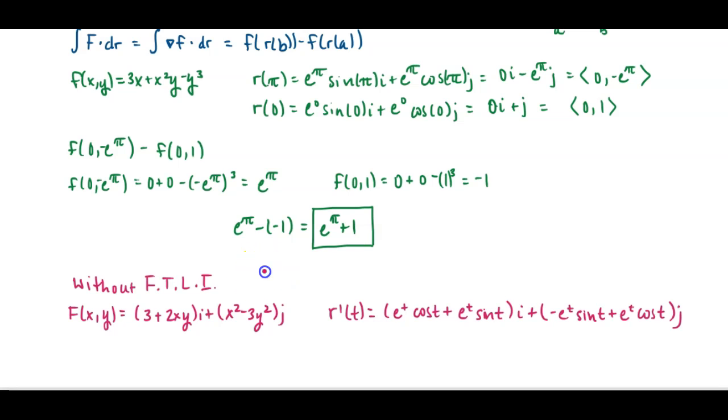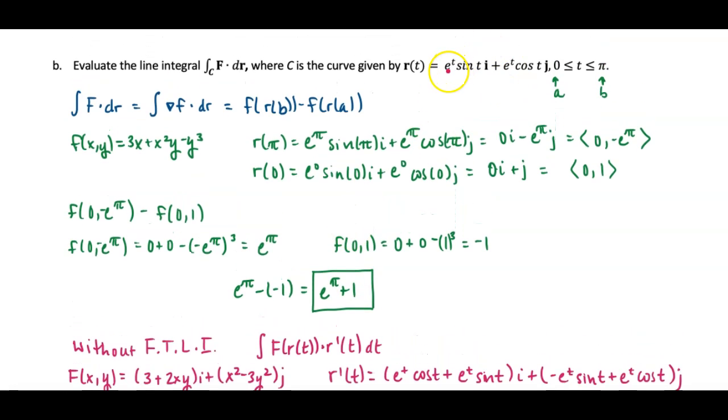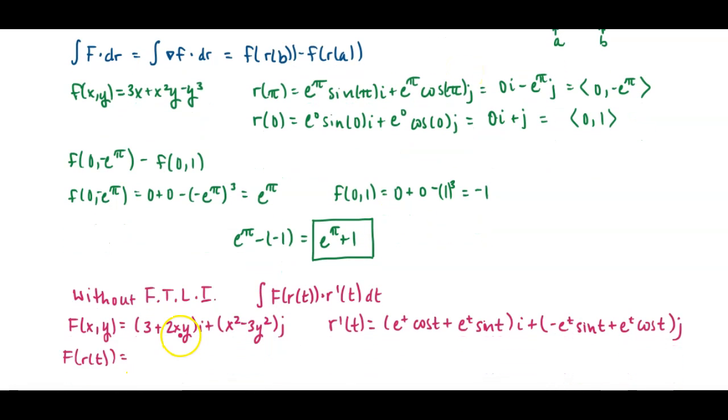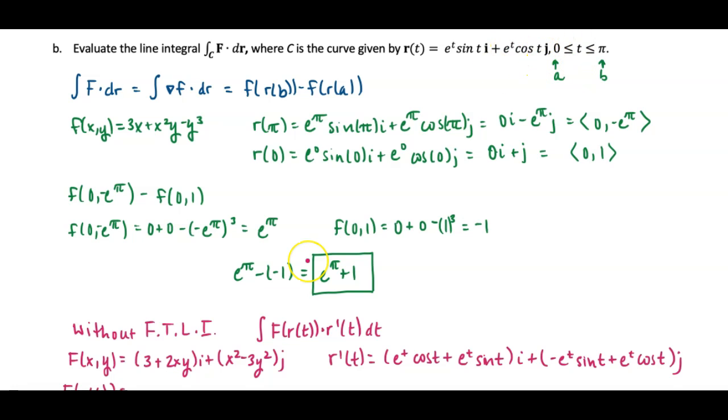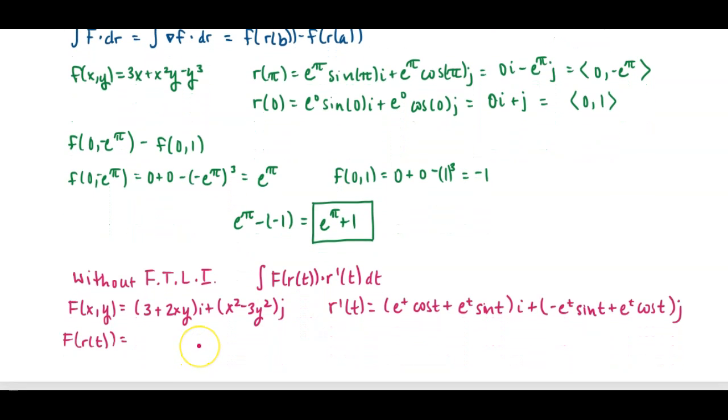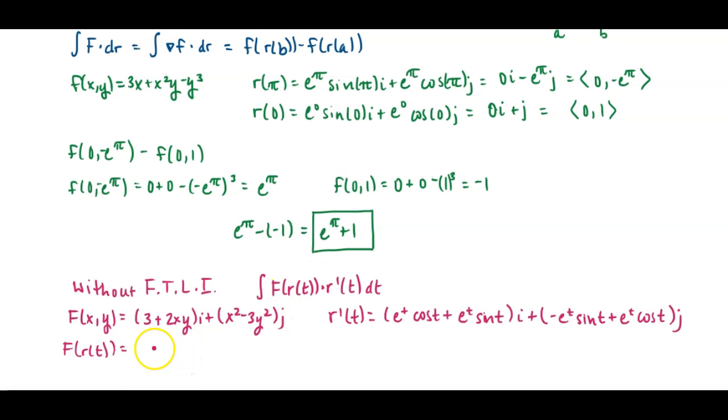And then we would just take the dot product. And so what we would be doing here is we would be finding f of r of t dot r prime of t dt. And so to find f of r of t, we would just be plugging e to the t sine of t in wherever we see x. We would be plugging e to the t cosine of t wherever we see y. And so we could see that this could just get complicated. And so without using the fundamental theorem of line integrals, this just gets much more complicated.